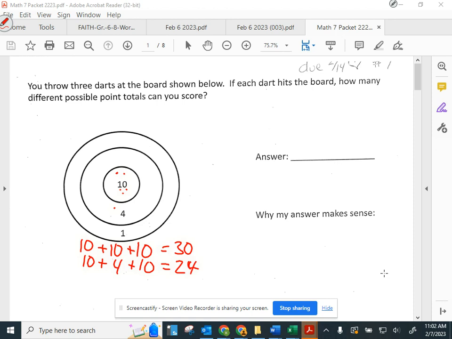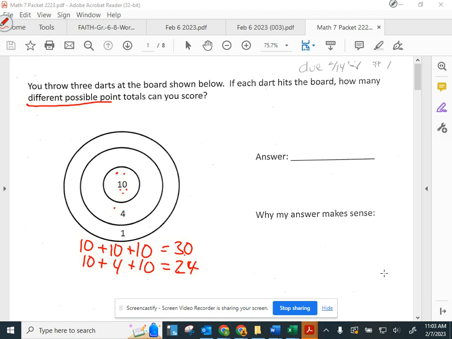So if you throw and hit a bullseye, you throw and hit a 4, and then you throw and hit a 4, how many points is that? So you're going to want to look to see how many different possible point totals. You might throw your dart and hit different numbers and it ends up being the same total. You can only count that total once. So you're going to want to check to see what your totals are for each of the possible ways that you can throw the dart.